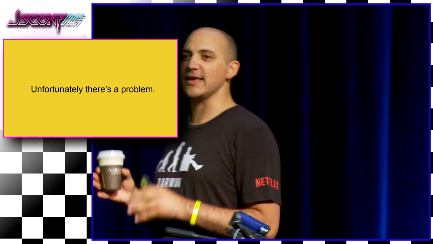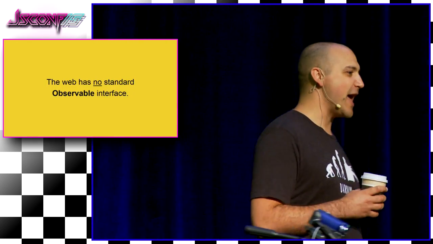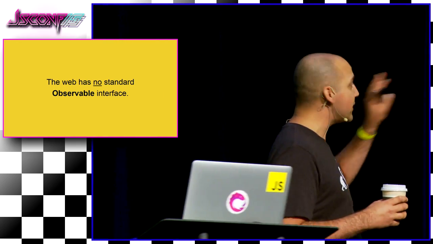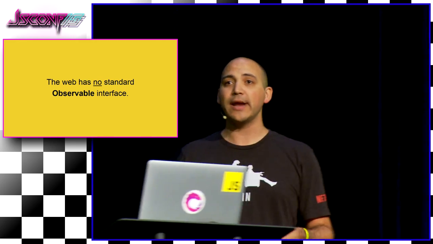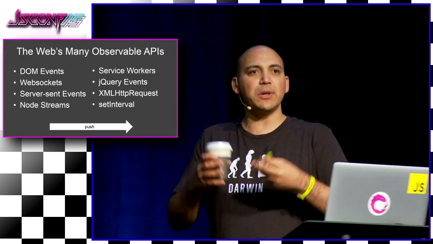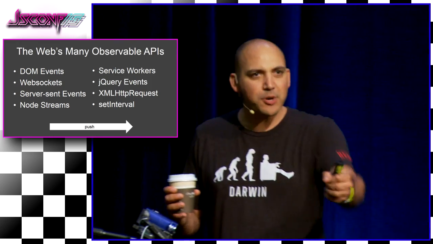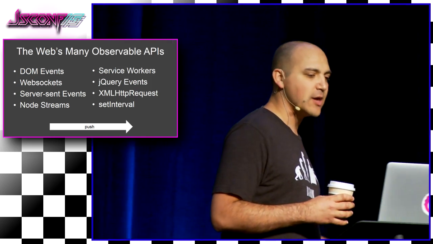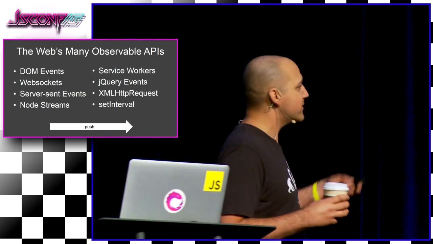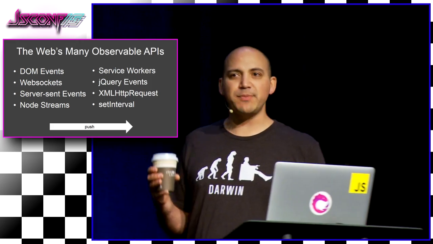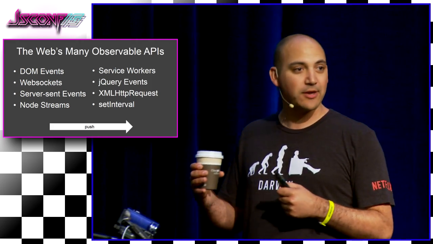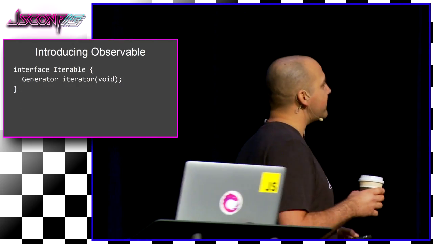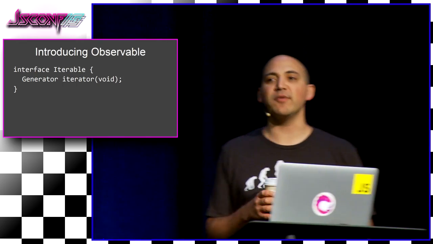There's a reason why we can't have nice things just yet. The problem is that the web has no standard observable interface. As of ES6, we have this iterable contract you saw earlier, what you call Symbol.iterator. But today, we have a proliferation of different APIs that push us streams of data in a callback, where you get multiple values. DOM events, WebSockets, server-sent events, setInterval, Node streams, XMLHttpRequests, all of these things can push you multiple values. But they don't implement one common interface. So one thing that's proposed for ES 2016 is the observable contract.